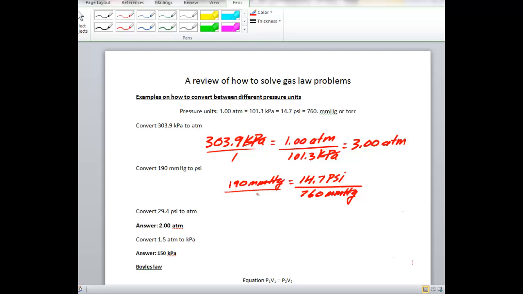If you like, you can set this over 1. So we would multiply the numbers on top and then divide by the number on the bottom. And when we do so, we come up with 0.37 PSI. So what I'd like you to do is try the conversion factor of 29.4 psi to ATM and convert 1.5 ATM to kilopascals. So I'm going to move down the screen and start looking at some Boyle's law problems.